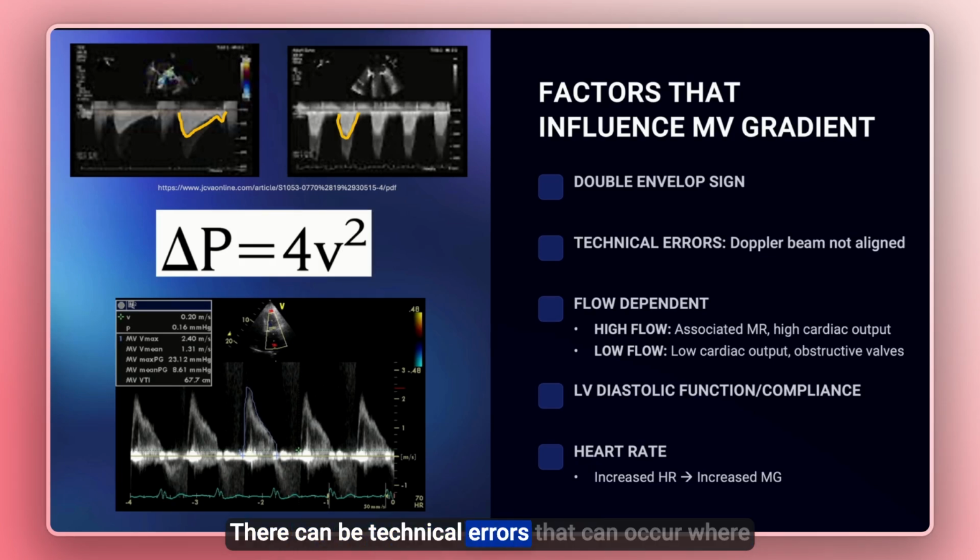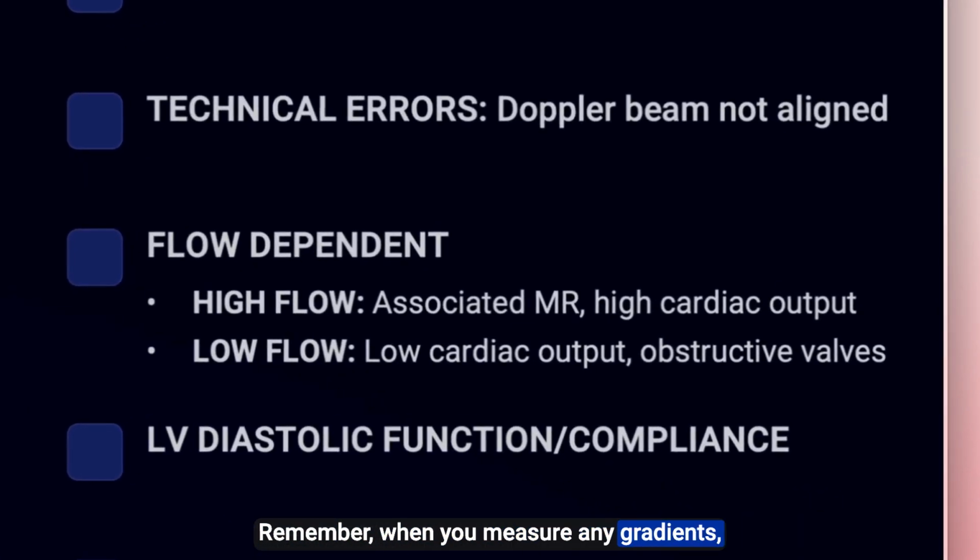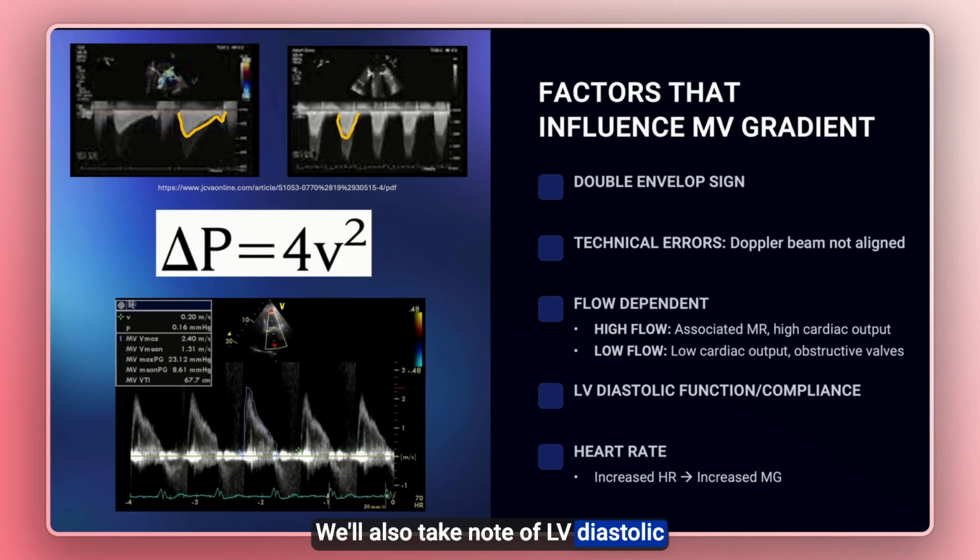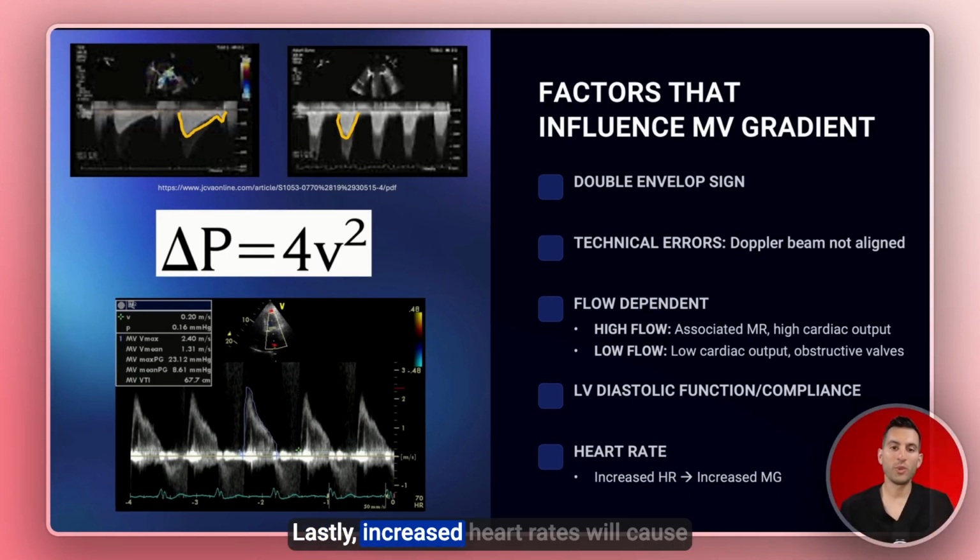There can be technical errors that can occur where your Doppler beam is not properly aligned that can give you inaccurate gradient measurements. Remember, when you measure any gradients, the gradients will always be flow dependent. High flow states, and in this case with associated significant mitral regurgitation or high cardiac output, will increase this gradient artificially. Low flow states, where you have low cardiac output or even obstructive valves like severe aortic stenosis, will lower that gradient, even if valve stenosis is more severe. We'll also take note of LV diastolic function and compliance. Lastly, increased heart rates will cause increased mean gradient measurements.